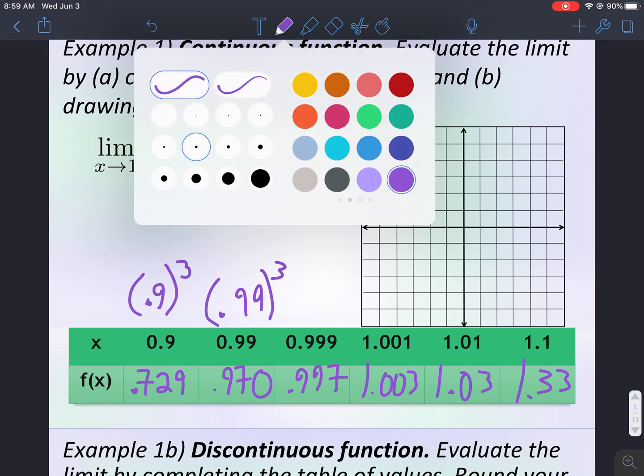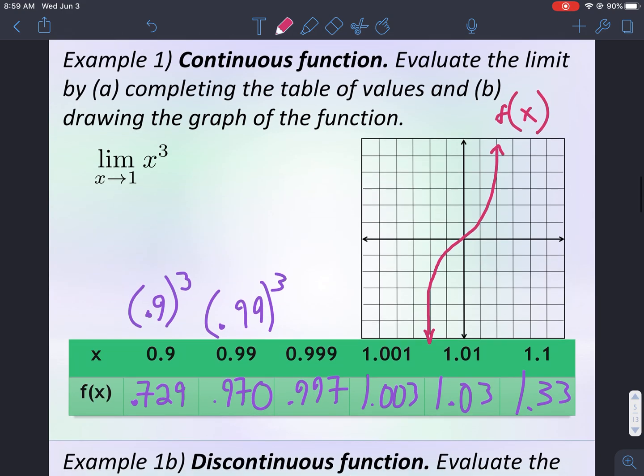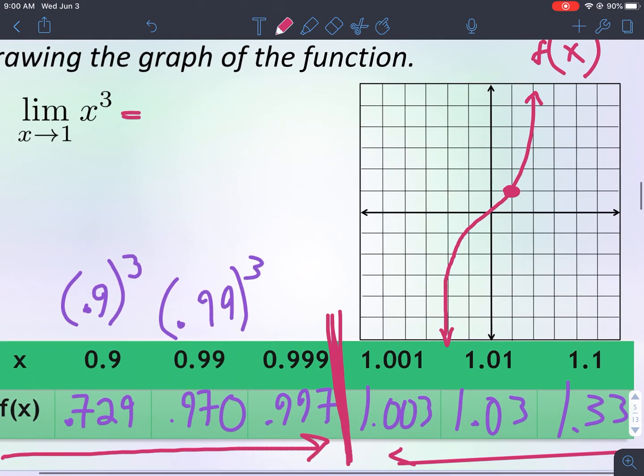It's not unusual. I'll go ahead and graph x to the third. It's going to look something like this. This is the graph of f of x. And it's a continuous function. We have discussed previously that a continuous function has no breaks in it. X to the third is a continuous function. So the limit, as x approaches 1, we can see that 1 is in between 0.999 and 1.001. And as I look at the values from the left and from the right, it looks like it's getting really, really close to 1. So I have to just sort of make the assumption that the closer and closer we get to 1, the limit will approach 1.